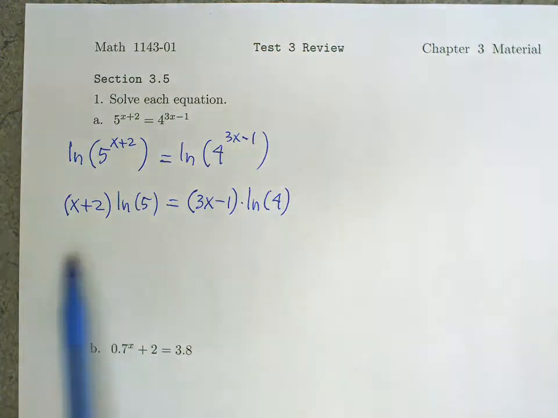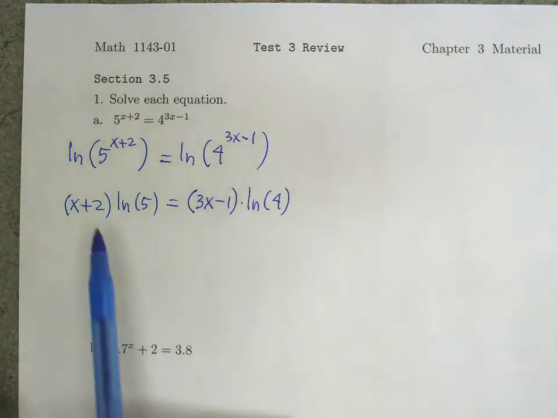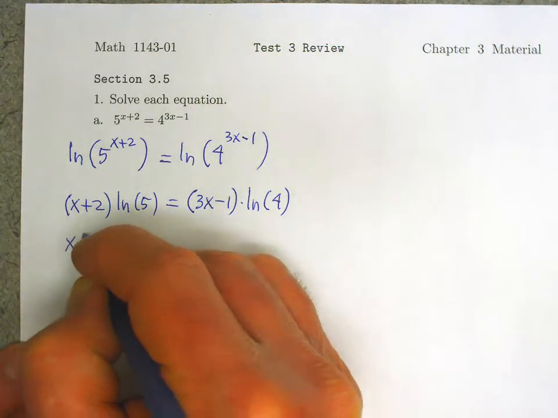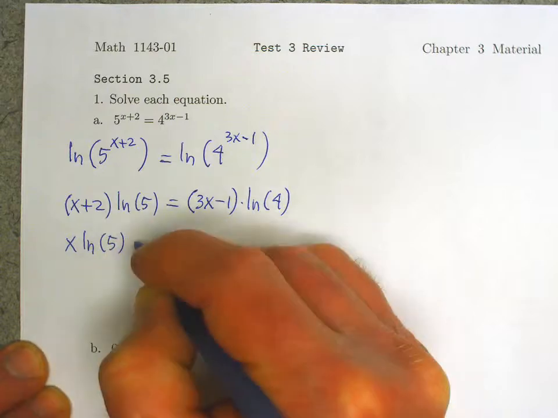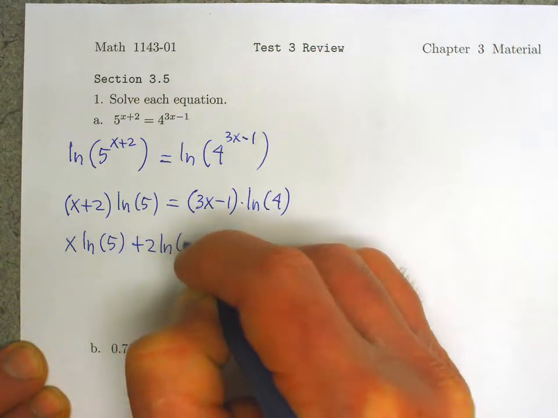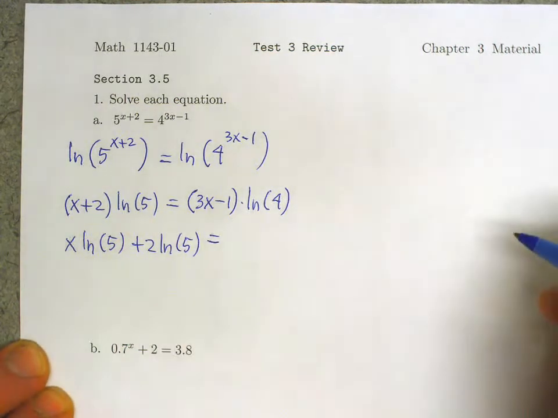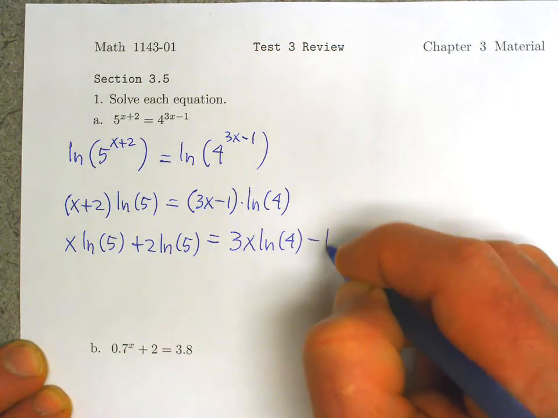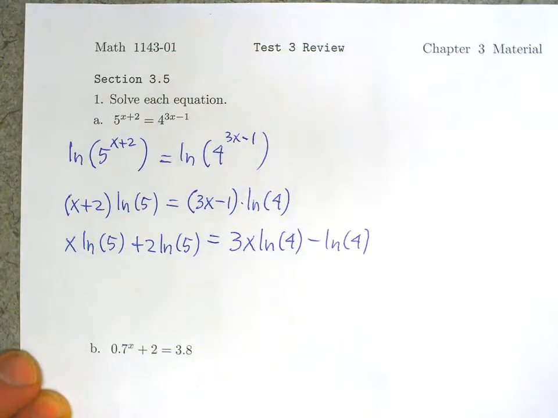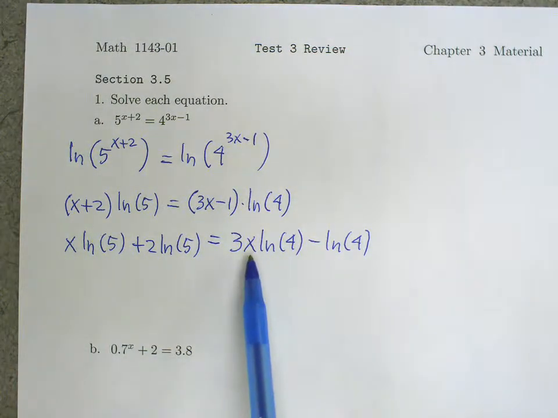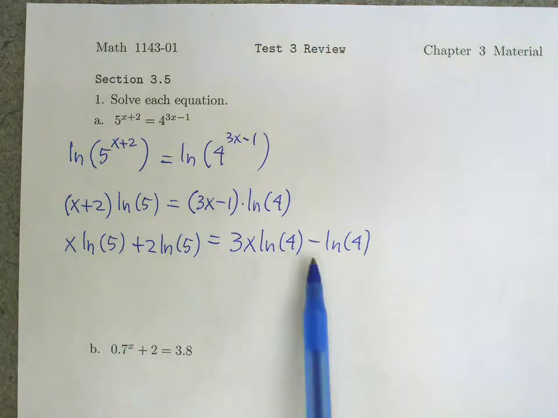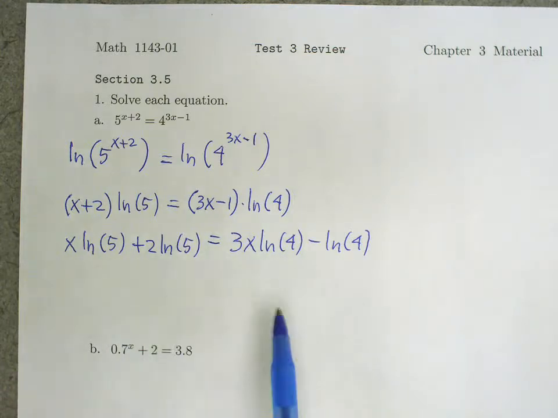The goal is to solve for x. So we'll apply the distributive property on each side. On the left-hand side, we have x times the natural log of 5 plus 2 times the natural log of 5. On the right-hand side, 3x times the natural log of 4 minus the natural log of 4. We're solving for x. Two of the terms have x in it. We want those terms on the same side of the equation, and every other term that doesn't have x on the other side.